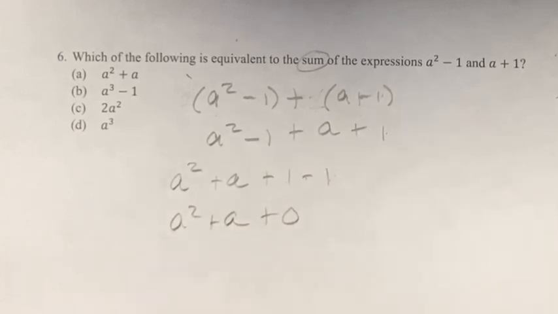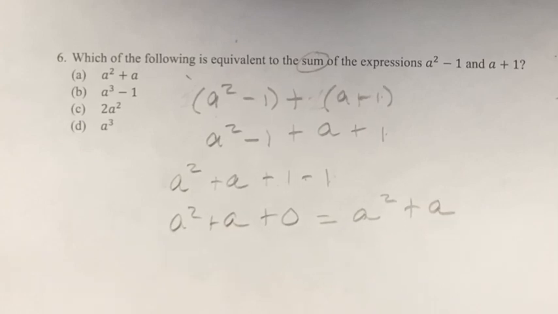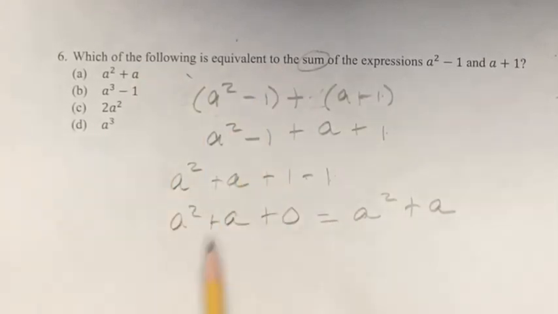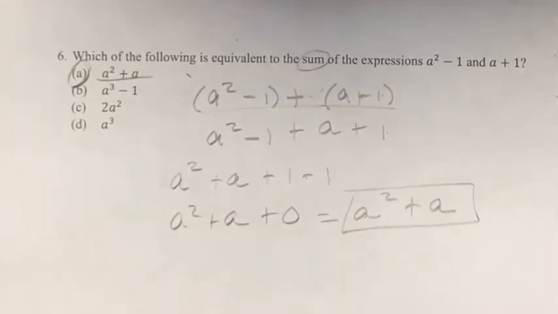So you can technically write plus 0, but since that doesn't actually change the value, this is just equal to a squared plus a. Which of the following is equivalent to the sum? Well, a squared plus a lines up perfectly with a, which is going to be your final answer.